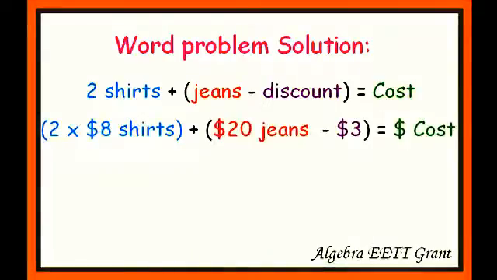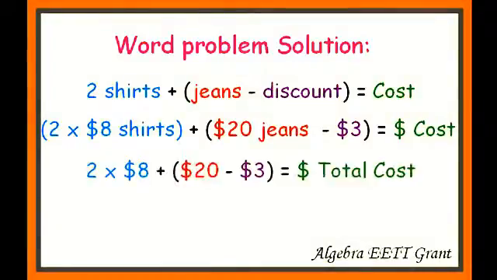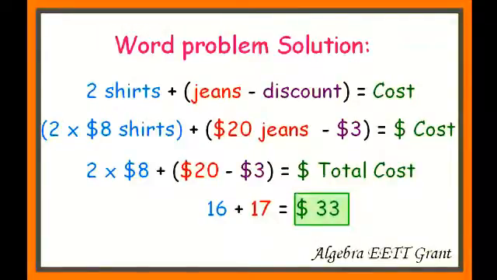So we have 2 shirts that cost $8 each, so it's 2 times 8, and then we have a pair of $20 jeans, but we're getting $3 discounted off of that price, so it's minus 3. To combine this, we just follow the order of operations. We're going to multiply. So the 2 times the 8 will give us 16. Plus, with the grouping symbol, we've got to do 20 minus 3 before we add it. And 20 minus 3 is 17. Now we just combine it. So our total cost for the 2 shirts and the pair of jeans is a total of $33.